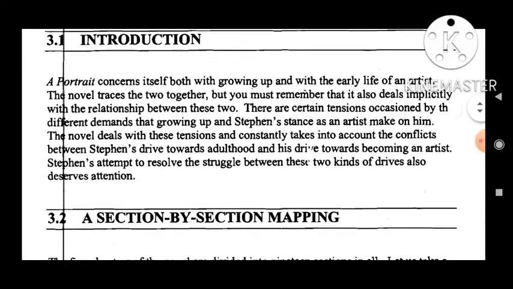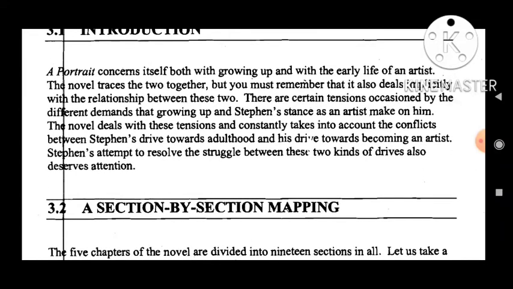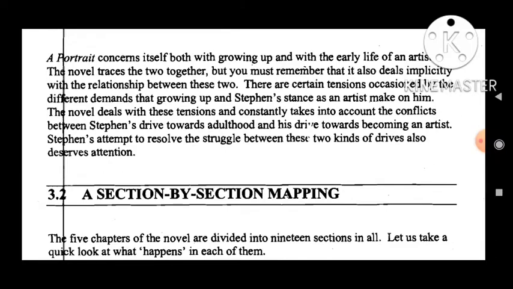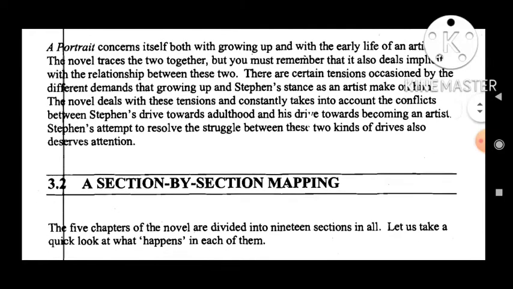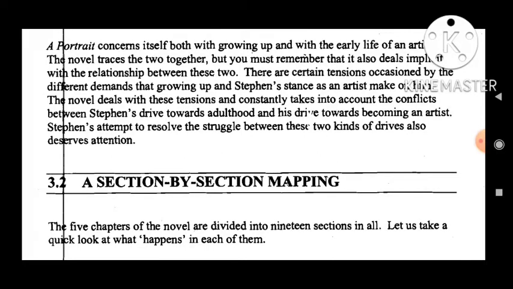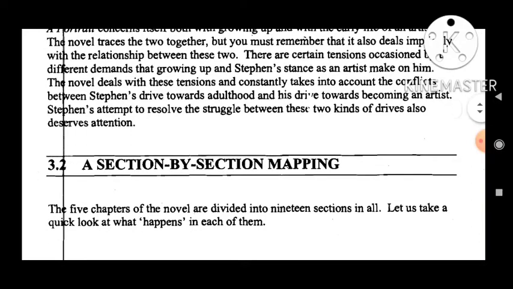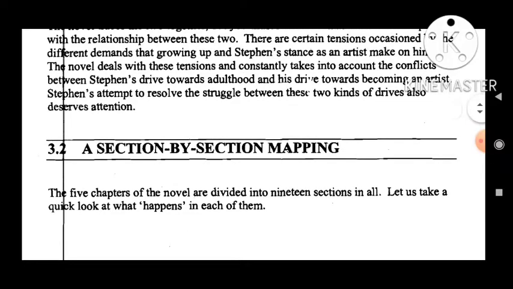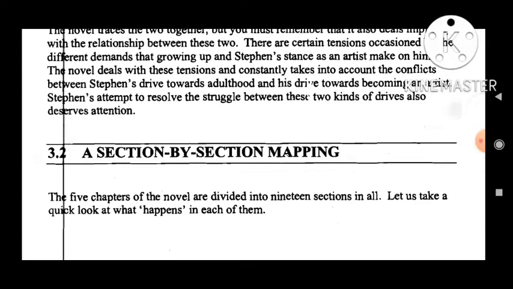Then here is the introduction. A Portrait concerns itself both with growing up and with the early life of an artist. The novel traces the two together, but you must remember that it also deals implicitly with the relationship between these two. There are certain tensions occasioned by the different demands that growing up and Stephen's standing as an artist make on him. The novel deals with these tensions and constantly takes into account the conflicts between Stephen's drive towards adulthood and his drive towards becoming an artist.